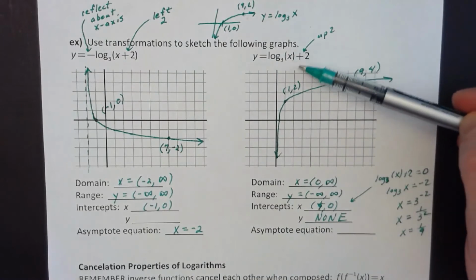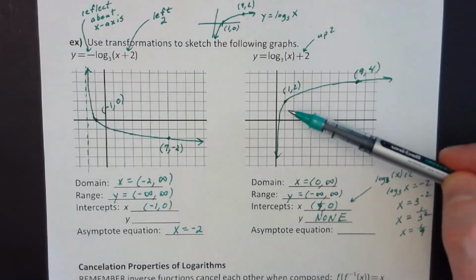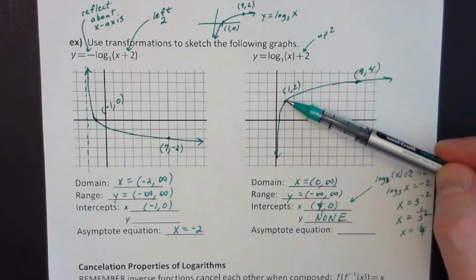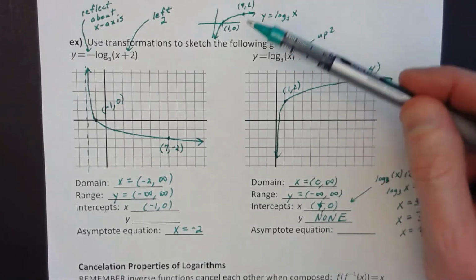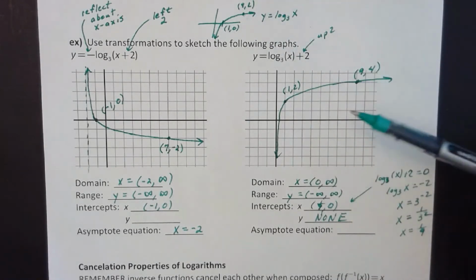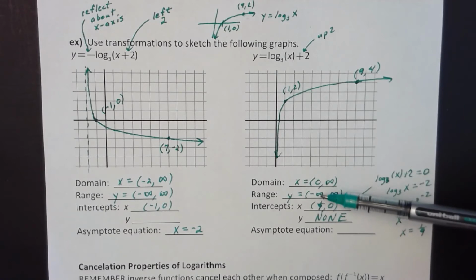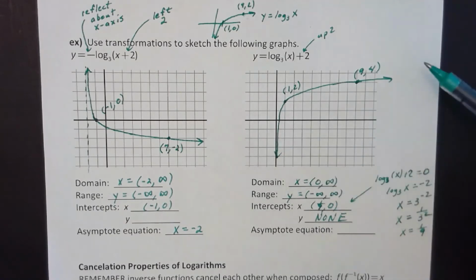So you say, well, this is going to look much more like our base function. It's just the base function with everything shifted up 2 units. So the ordered pair (1, 0) became the ordered pair (1, 2). The ordered pair (9, 2) became the ordered pair (9, 4). And then you can say, well, again, I'm going to have a domain starting at 0 going to infinity, a range from negative infinity to infinity, as you always do.